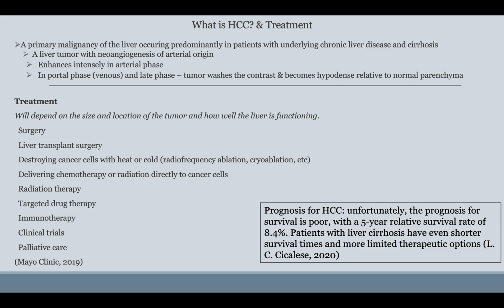Also, unfortunately, the prognosis for hepatocellular carcinoma is poor. The 5-year survival rate is 8.4%, and patients who have liver cirrhosis have even shorter survival times, and the options for treatment are more limited.